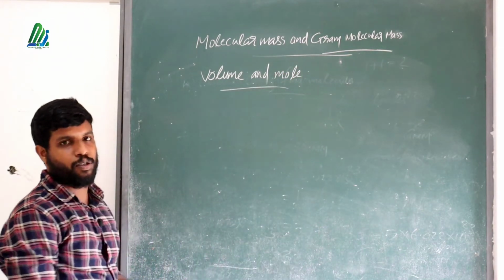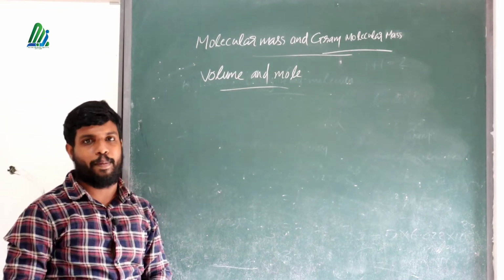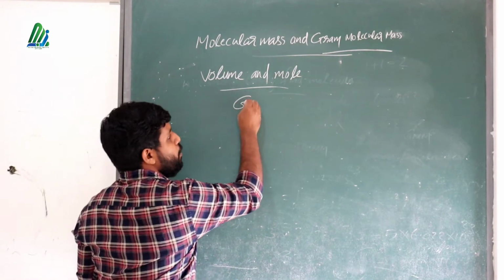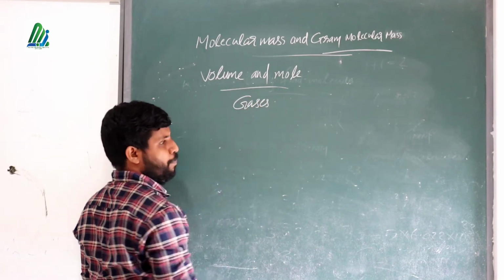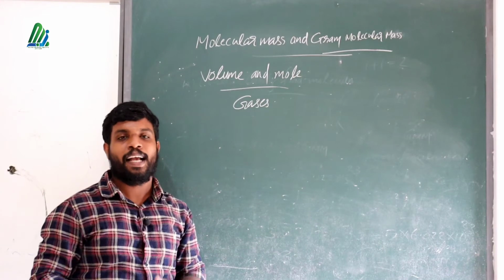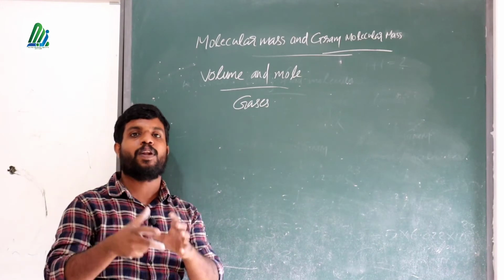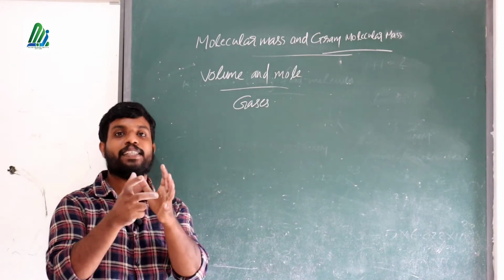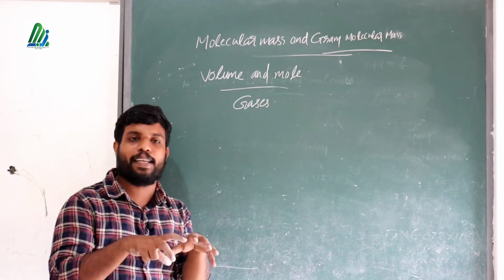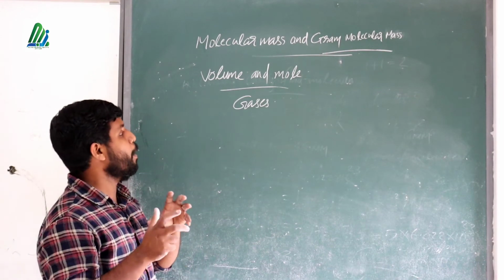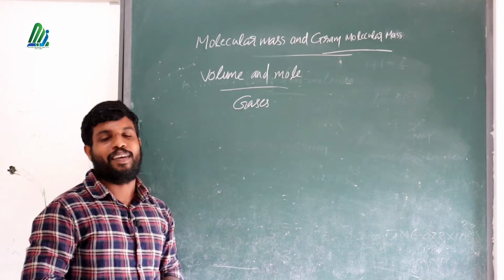Volume and mole. So we are discussing the relation between volume and mole. The volume is especially related to only what? Gases. In the case of gases, the molecules are far apart. That's why the size of the molecules is less important. Their number and the volume are what we are discussing.